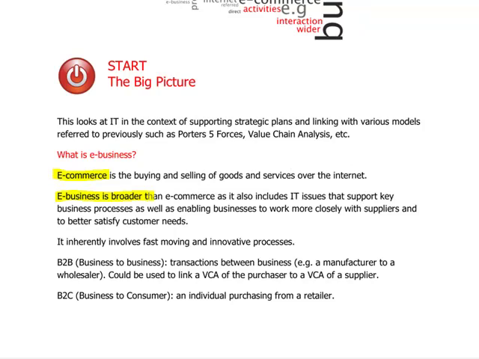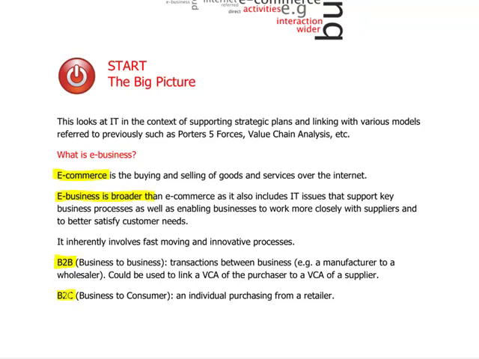Now, e-commerce, we said, was just buying and selling of goods over the internet, and e-business was a wider concept which, as well as e-commerce, also involved working closer with the customers and with the suppliers. And then we also talked briefly about B2B and B2C. So B2B, business to business, and B2C, business to consumer.